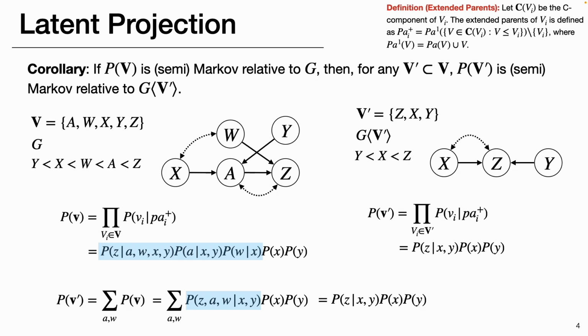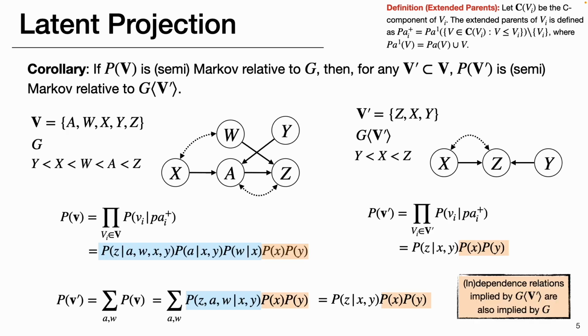All right. Now I want to move to the next topic. This is what I just explained: all independence relations that are implied by the projection are also implied by the original graph. Of course, not everything implied from G is going to be in G V prime, but everything that you can extract from G V prime is going to be valid on G.